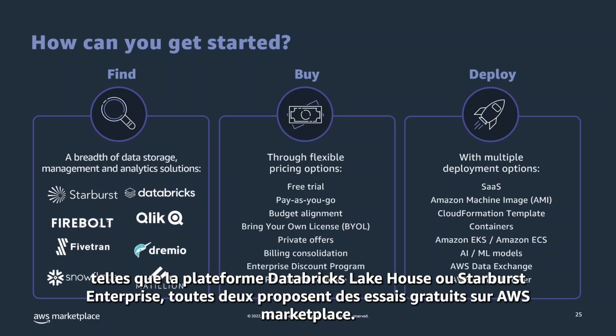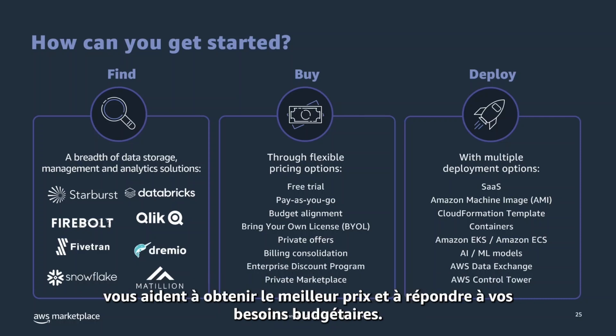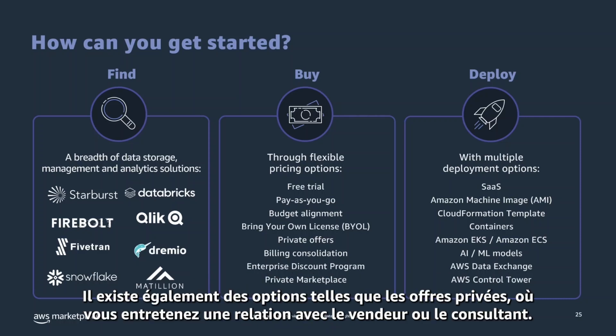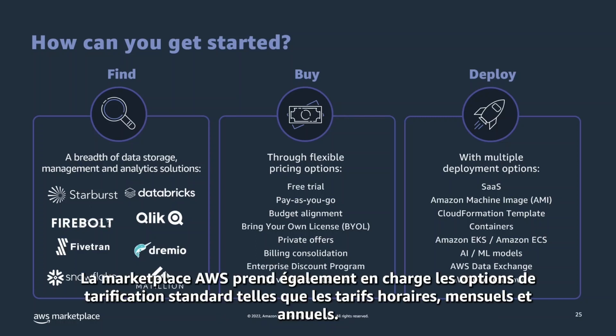through AWS Marketplace. When you're ready to buy, flexible pricing options such as free trial, pay as you go, and bring your own license help you to unlock the best price and meet budgetary needs. There are also options such as private offers where you maintain a relationship with the seller or consultant. You can negotiate the price with them and generate a private offer for you via the AWS Marketplace. AWS Marketplace also supports standard pricing options such as hourly, monthly, and annually.